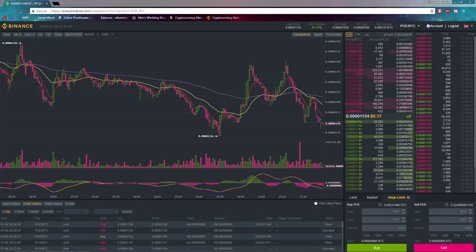Alright guys, so today I'm going to be talking about Binance and how to understand Binance's advanced graph and use it to your full advantage. So starting with it, you have your candlestick graph, which has obviously a bunch of red and green everywhere, and those represent sell and buy orders being filled.